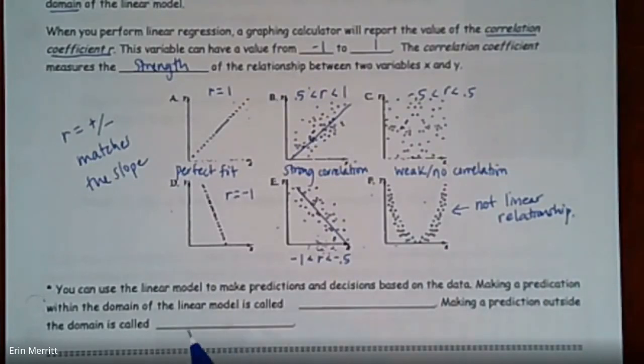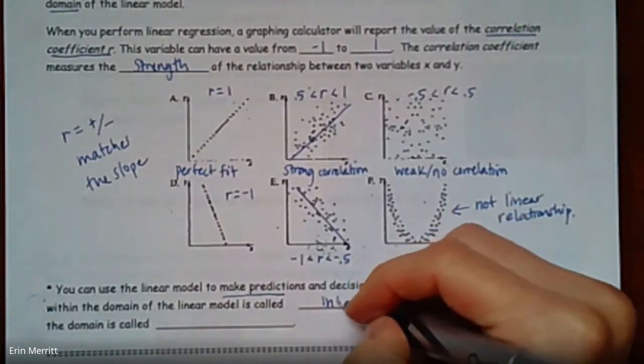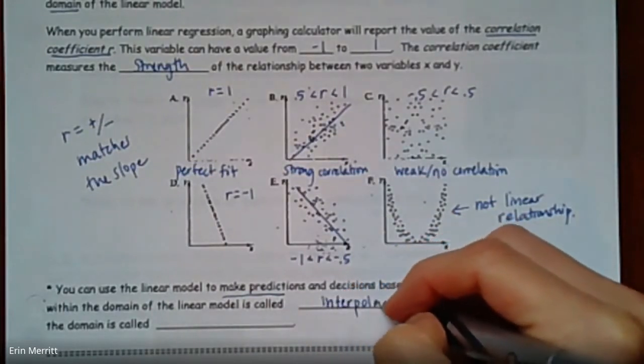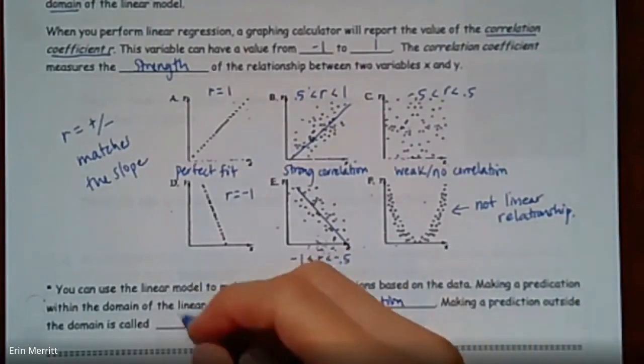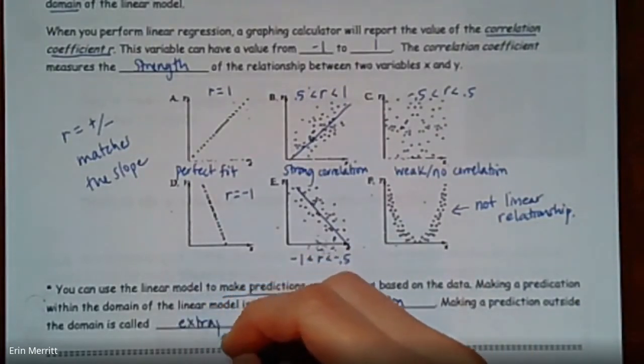So when it says you can use the linear model to make predictions and decisions based on the data, making a prediction within the domain is called interpolation. Making predictions outside the domain is called extrapolation.